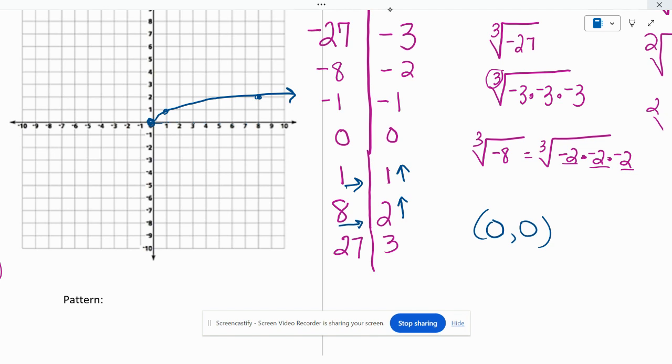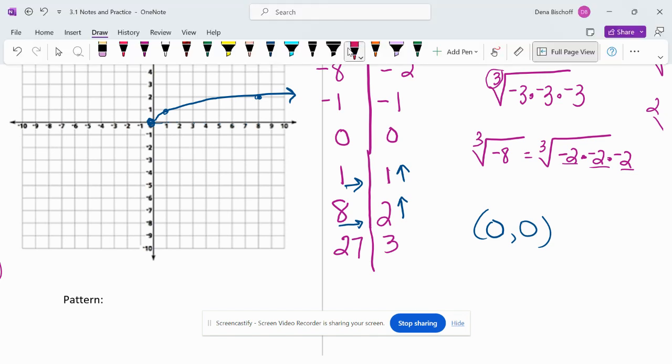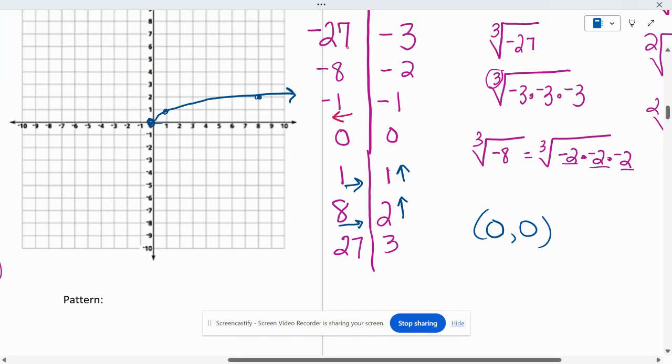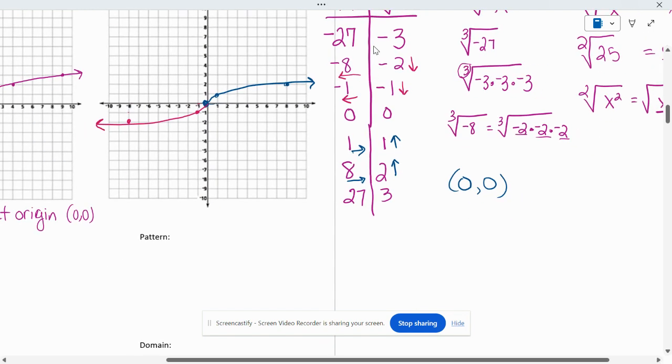But this graph also lets me go to the left because I can go negative. So if from my starting point, I go 1 unit to the left, I go down 1, negative 1. If I go 8 units to the left, I go down 2. And again, I could go 27 units to the left, but my graph doesn't let me go out that far. So your cubic function makes this kind of weird looking zigzag.